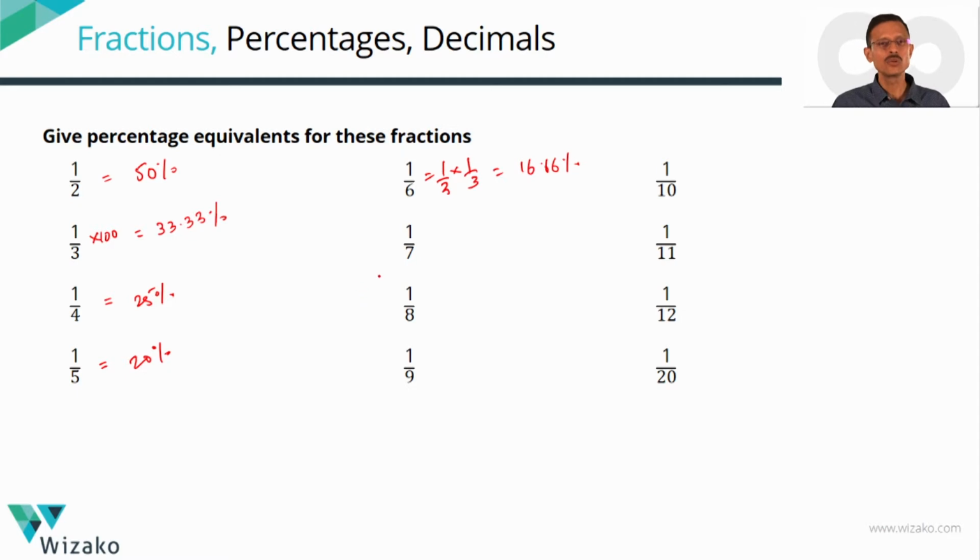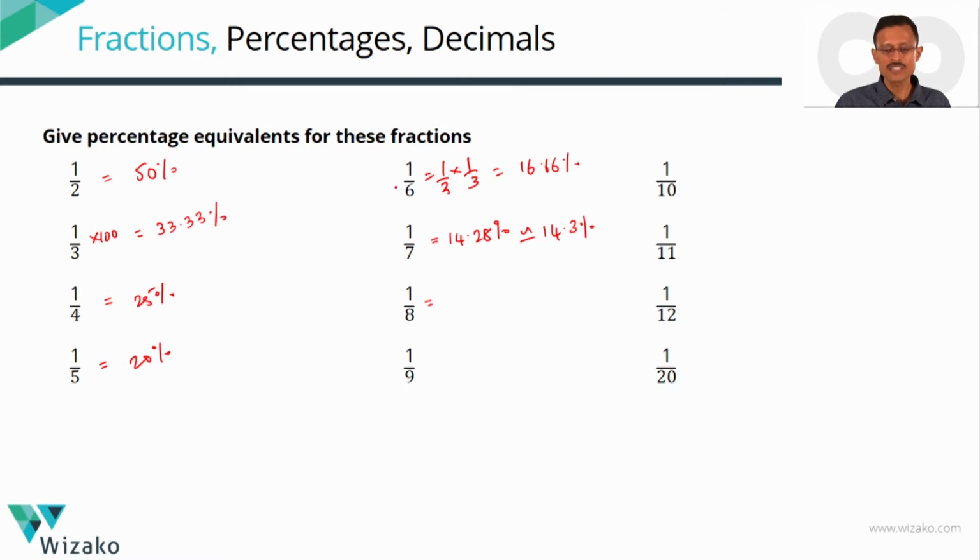Remember these things. Don't try to mug it up. Just look at this chart once or twice for 3-4 days in a while and you'll know most of this by heart. 1 by 7, note this. This is an interesting one. 14.28%. Many times examinations mention it as 14.3%. So when you see a 14.3 or a 14.28, the equivalent fraction is going to be 1 by 7.